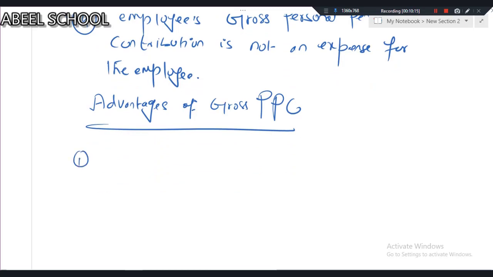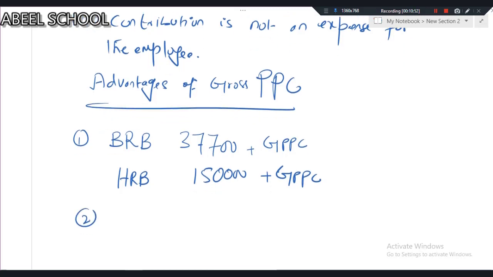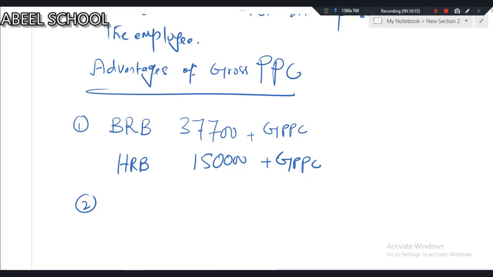Number one benefit: by the gross PPC amount, your basic and higher rate band will increase. Basic rate band, which has a limit of 37,700, the same limit which was in Finance Act 2021, is the same limit in Finance Act 2022 as well. So basic rate band plus gross PPC. Higher rate band 150,000 plus gross PPC. So number one benefit is when someone is making a gross PPC, it increases your basic rate and higher rate band limits.